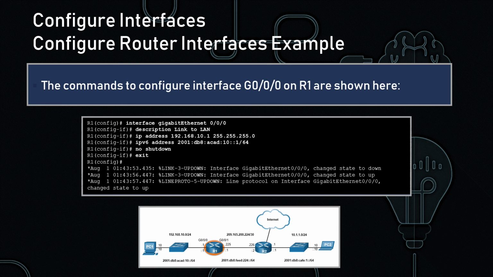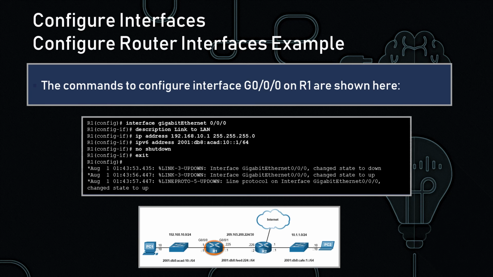So here we can see an example for G0/0/0 on Router 1. We can see interface GigabitEthernet 0/0/0, description link to LAN. We've got our IP address with a 24-bit subnet mask, 255.255.255.0. Our IPv6 address, 2001:DB8:ACAD:10::1/64, and then no shutdown.